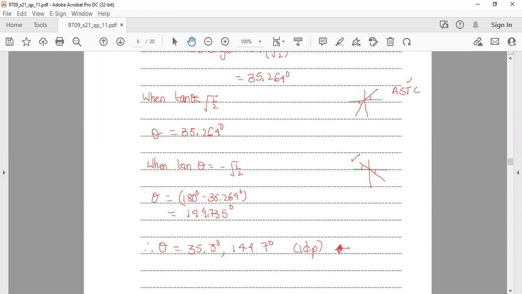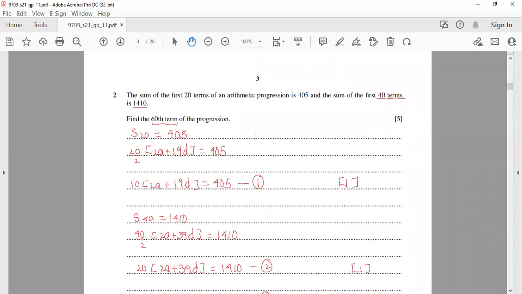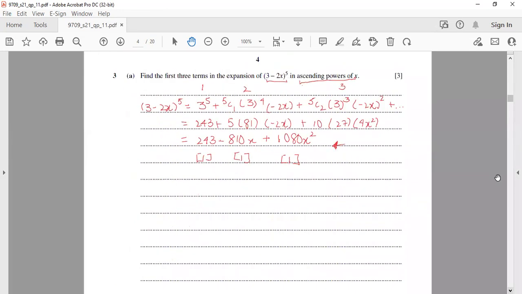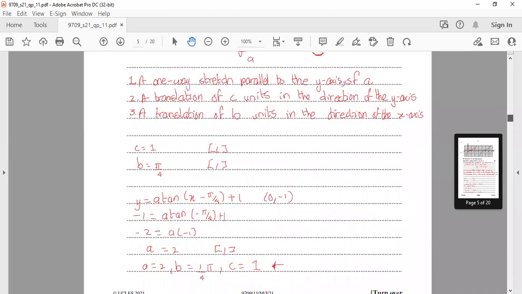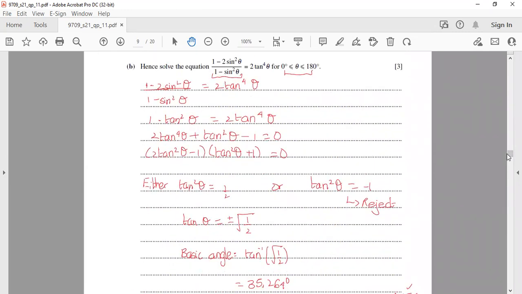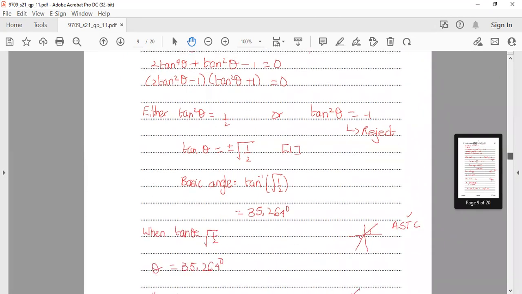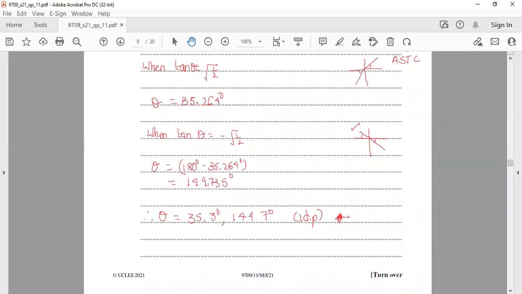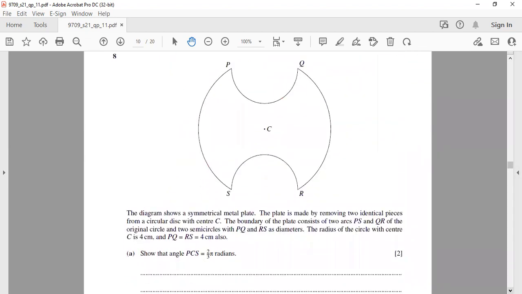All right. So for this question, you score marks for substituting this for 1 minus tan squared, for getting the correct answer for tan theta, and finally to obtain the correct values of theta to 1 decimal place.